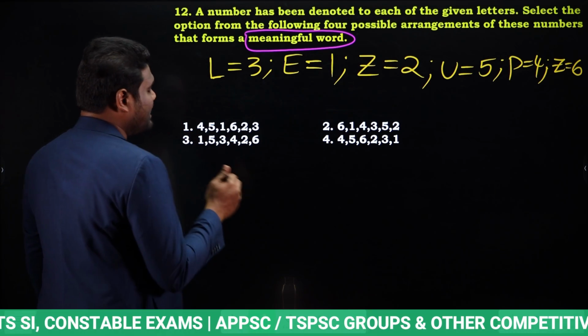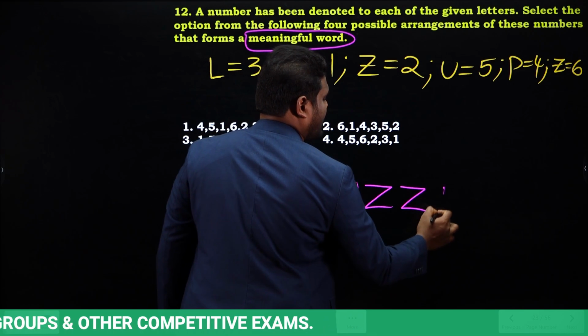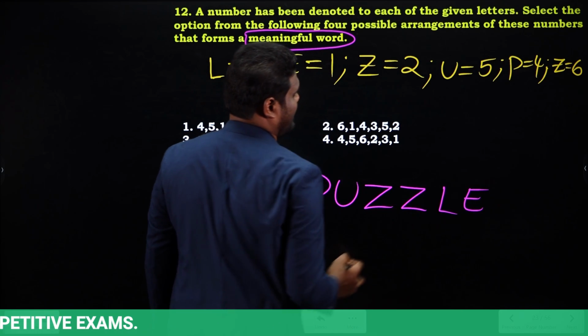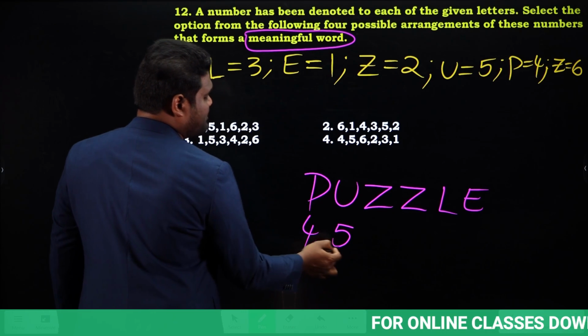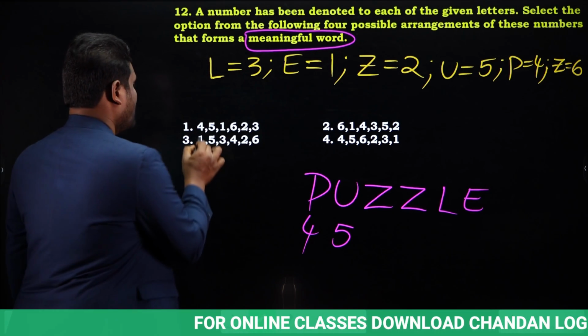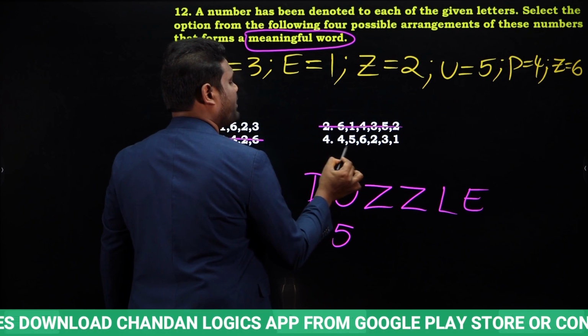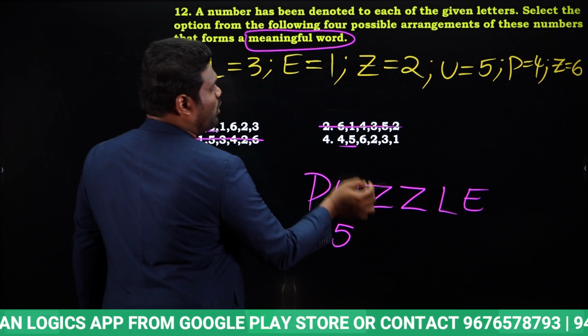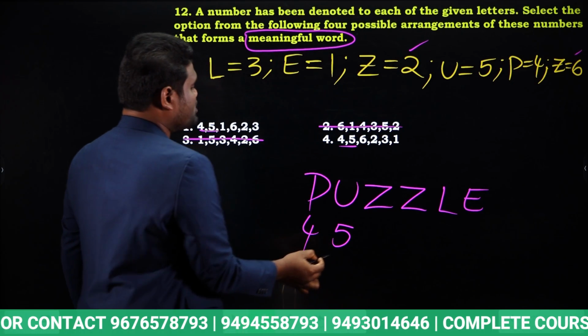Now we observe it is very clear that we can get the word puzzle, P-U-Z-Z-L-E. Yes or no? Now what is P? P is 4. What is U? U is 5, which means the option should start with 4, 5. Look here, option starting with 4, 5, option not starting with 4, 5, option not starting with 4, 5, option starting with 4, 5. Z means what? Z means we have 2 chances, either 2 or 6. Yes or no? Z means 2 or 6.